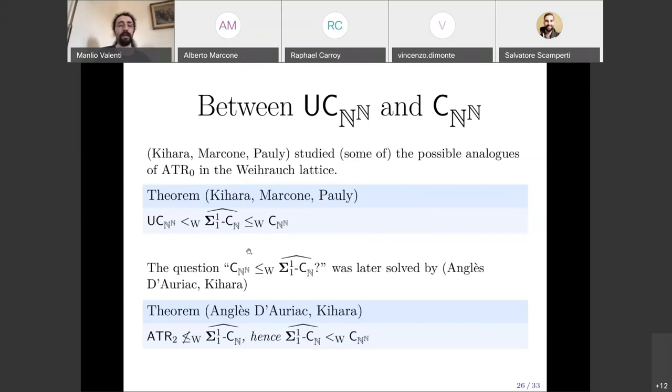This question was later answered by Paul Elliott and Takayuki. It was answered negatively. They proved that indeed this problem is strictly weaker than choice in the Baire space. And to do so, they exploited another problem, which is this one, ATR2 here, which is computable by C_Baire, and they proved that it's not computable by this parallelization.